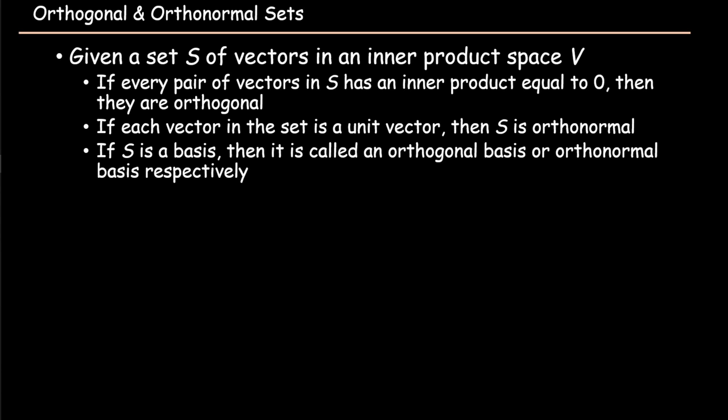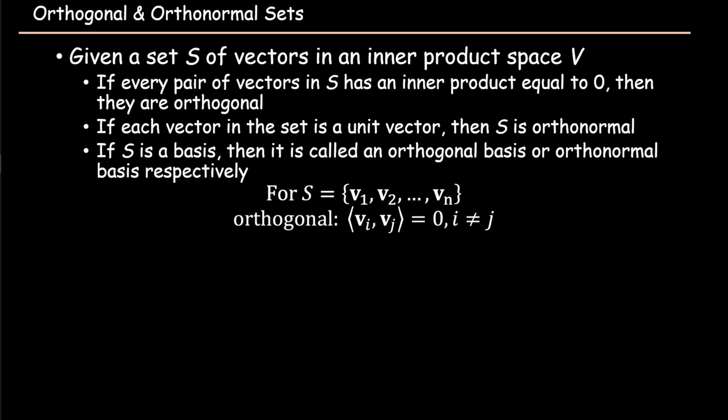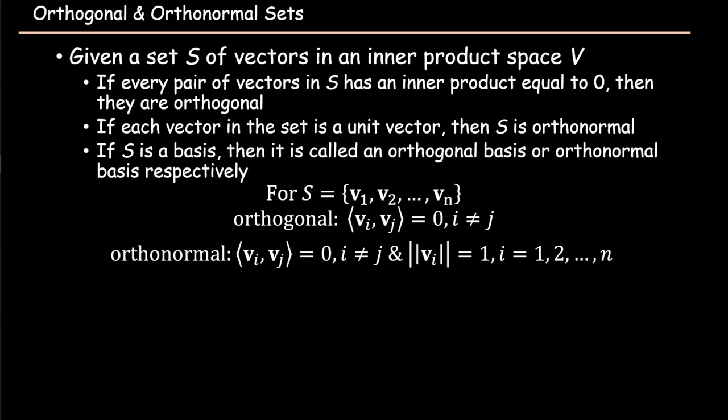If some people don't really like using words, here is more of a mathematical visualization. If we are given the set S that contains v1, v2, up to vn, then it is orthogonal if the inner product of vi and vj is equal to 0, where i and j are not equal to each other. And it is orthonormal if the inner product of vi and vj is equal to 0, where i is not equal to j, and the magnitude of vi is equal to 1 for all i from 1 to n.